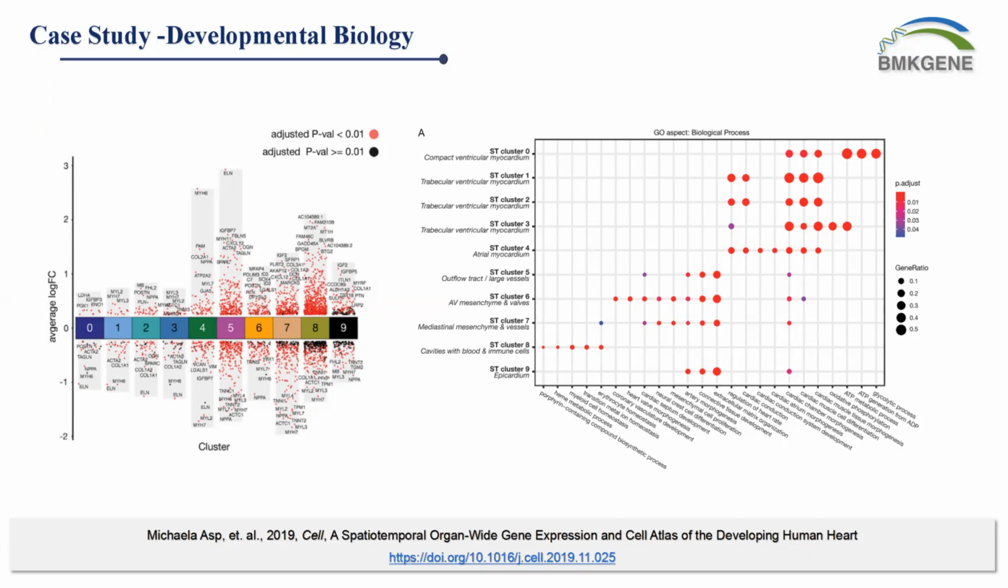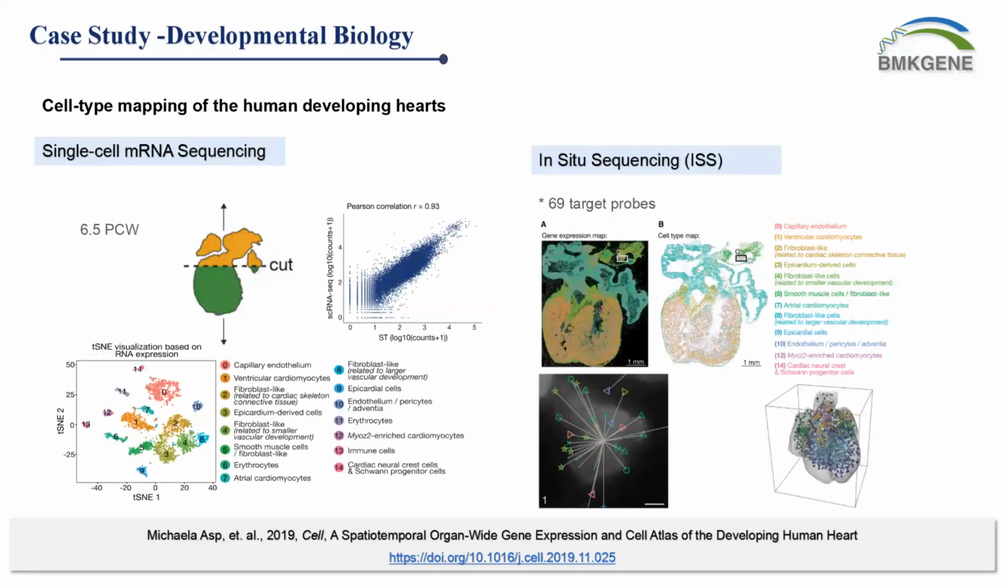And in this study, as I mentioned, this is not a strict single cell level. So what they added is single cell mRNA sequencing as well as in situ sequencing to give a cell type mapping of this human developing heart. For example, in the single cell mRNA sequencing, they used this 6.5 weeks tissue as an example and cut it into 2 sessions to perform the single cell mRNA sequencing. And they correlated the data of this single cell analysis with the spatial transcriptome analysis result, and they have a very good correlation between each other.